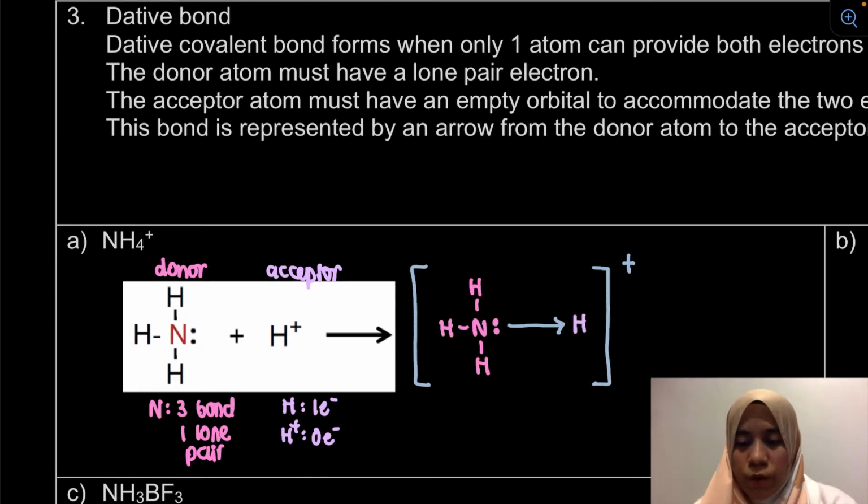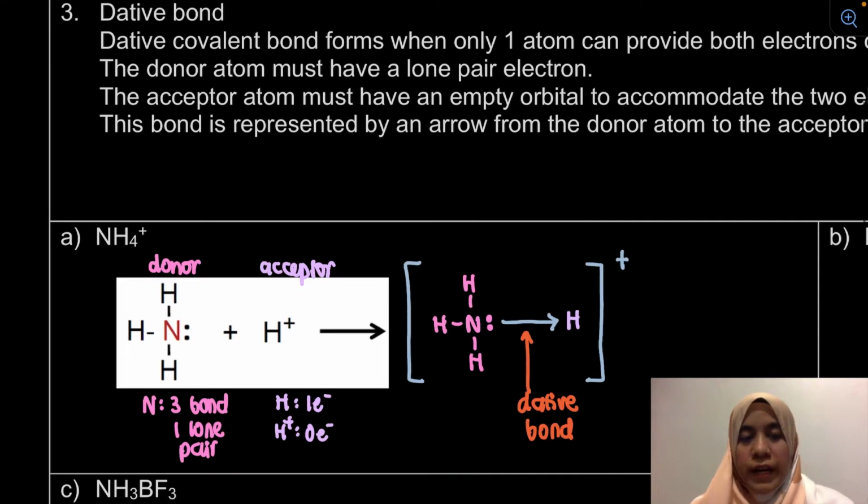Sebab sebenarnya for 1 bond ni memang ada 1, 2 bond. And then make sure label it as, nak use different colour lah, label it as our dative bond. Okay, make sure we show the arrow from the donor to acceptor. Okay, so that is for the case of NH₃.